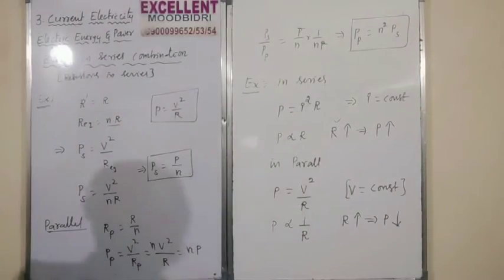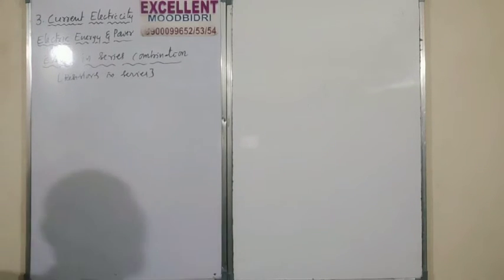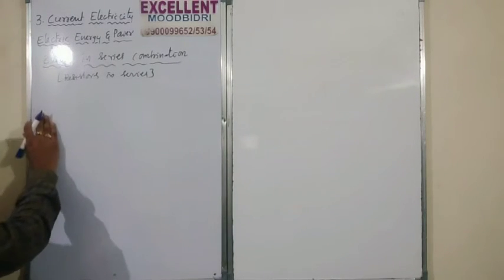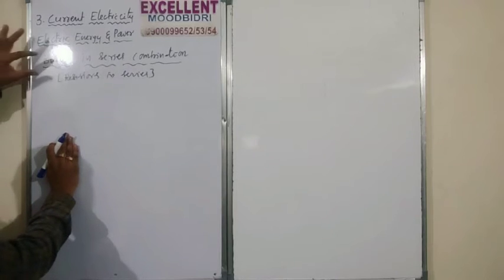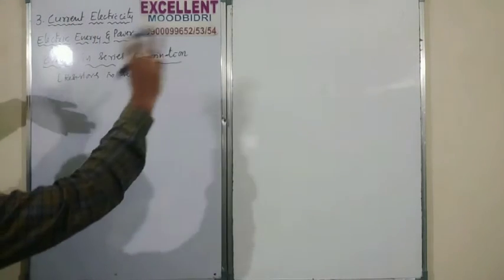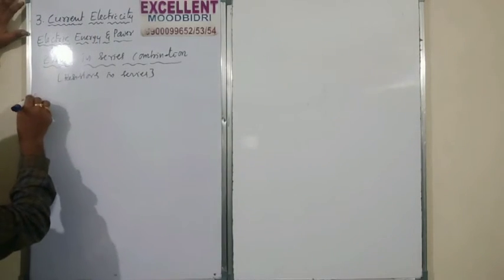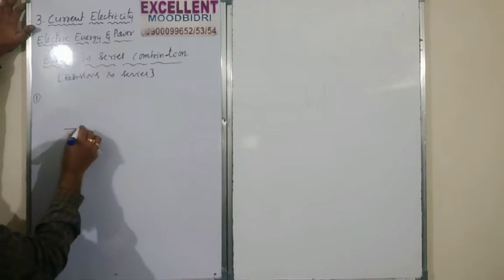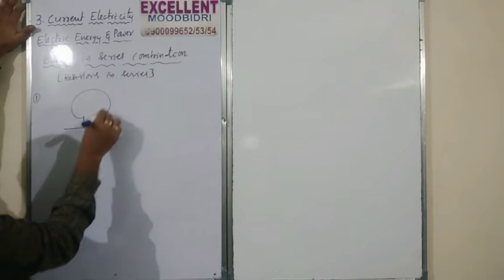Next, now, brightness of bulb. Okay, we will see now. So now it is the brightness related topic. I will give you bulbs in series combination as well as bulbs in parallel combination. So first, the bulbs are in which combination? In series combination.